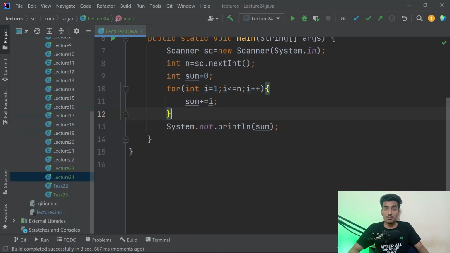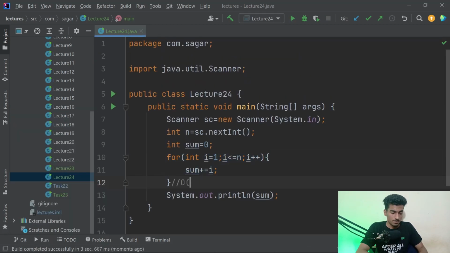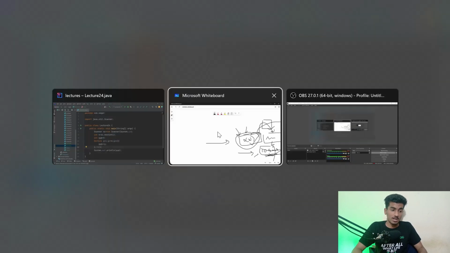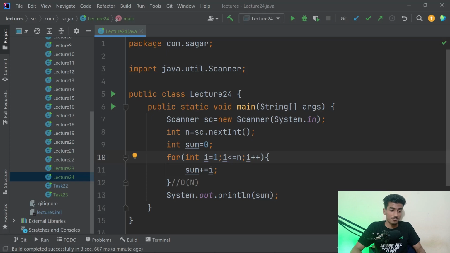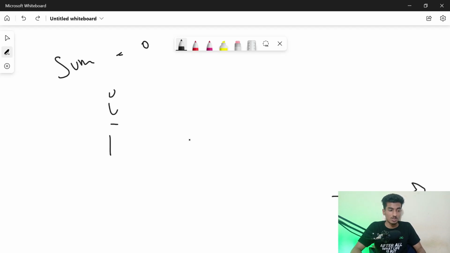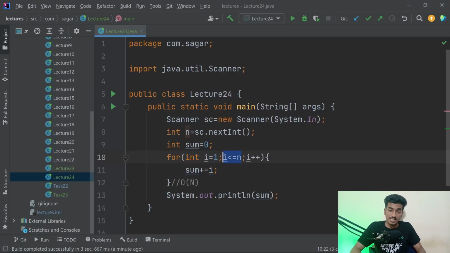So what is the time complexity of this algorithm? I will say big O of n, and n is the size of our input, that is here n. So we are traversing from 1 to n. Every time what we are doing, you can see: at the very first step we initialize this value with 1, so i is equal to 1, and after that we are checking is i less than n or not, and you can see i is less than n for our input value 10.